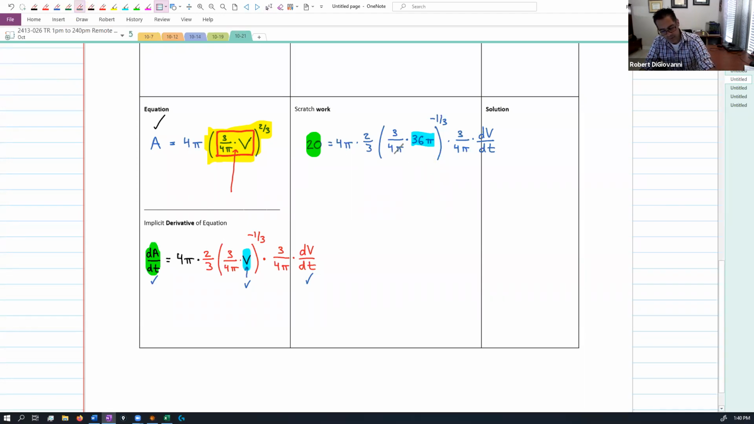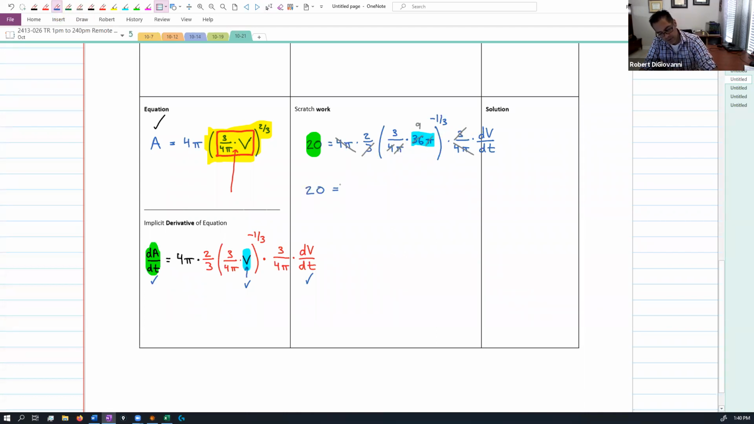I do get a pi to cancel here and here, right? And then this and this cancel, and that gives me a 9 there. You all okay with that? I also see this 4 pi canceling with that 4 pi, and this 3 canceling with that 3. Pretty nice canceling happening here.